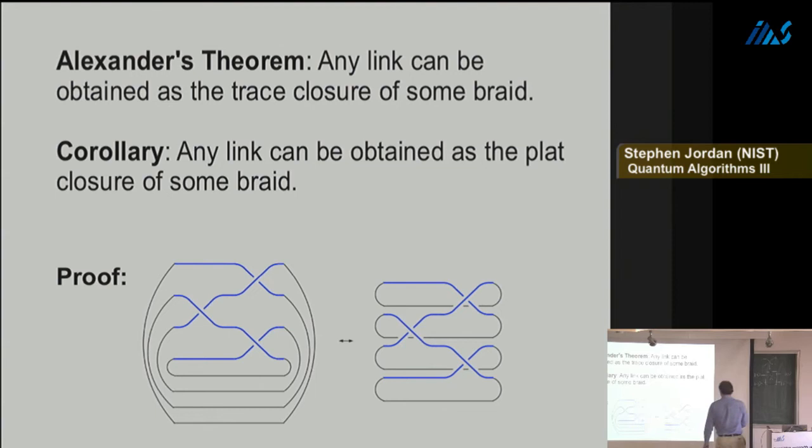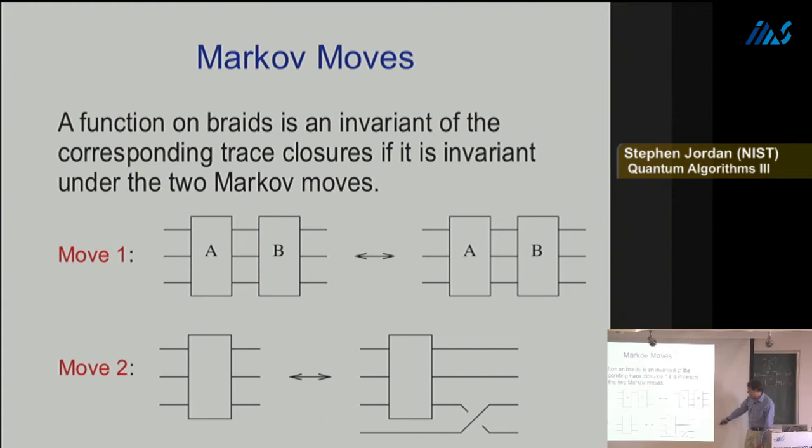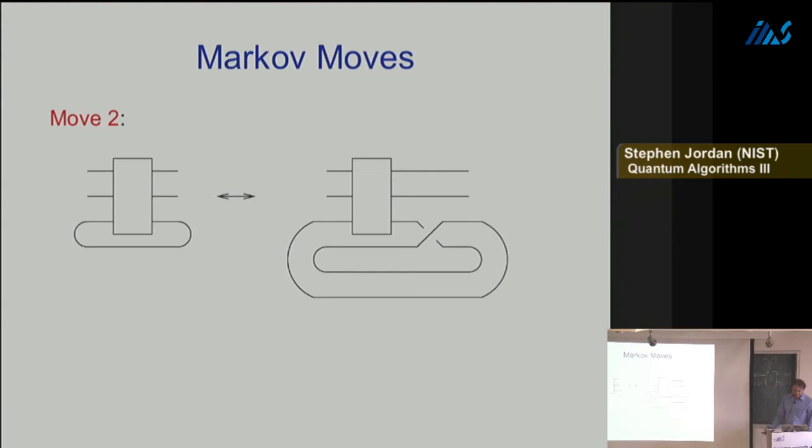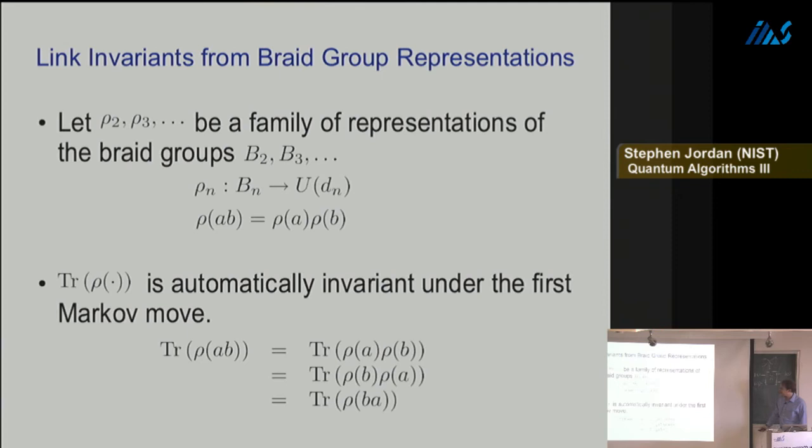The other move is you add one more strand and one extra crossing. Here, this is an arbitrary braid. So why is that one true? We start with our arbitrary braid. This was the trace closure before, and these things go around too, but I didn't draw them. Now our new braid looks like this. If you look at this, this thing is just a little loop-de-loop. You can just untwist it and then pull it tight, and this just becomes that. So that's just a matter of staring at it.